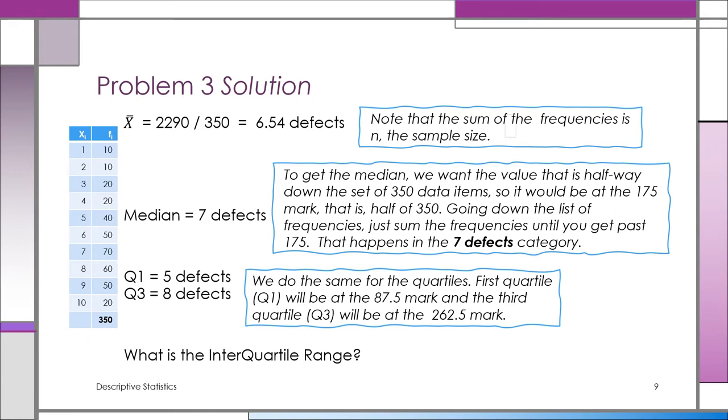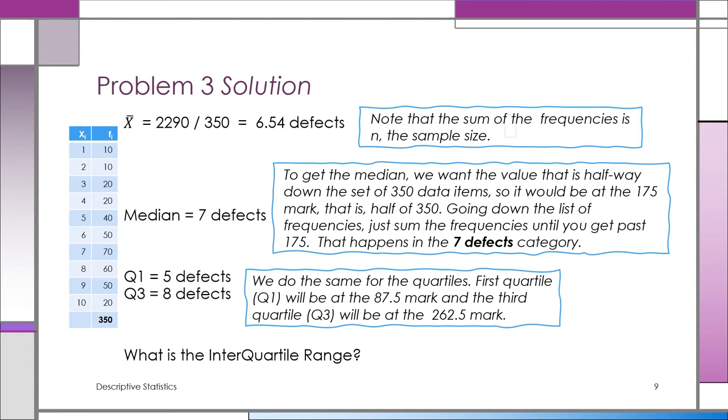You want to get Q1 and Q3? Well, you've got to take a quarter of 350. Okay, so you need a quarter of 350. And that's, as you know, 87.5. All right, so around 88, okay, 87.5. Let's go down 87.5, and that'll get us to Q1. And then we'll go from the other direction. Going upwards, we'll do the same thing to get Q3. Okay, we've got to go down 87.5. So 10 plus 10 is 20, 20 and 20 is 40. Then we have 60. And notice somewhere in the 5s is going to be the 87.5 observation. So Q1 is 5 defects.